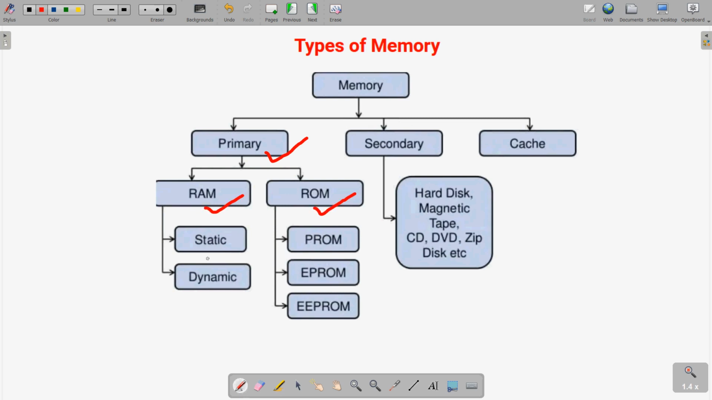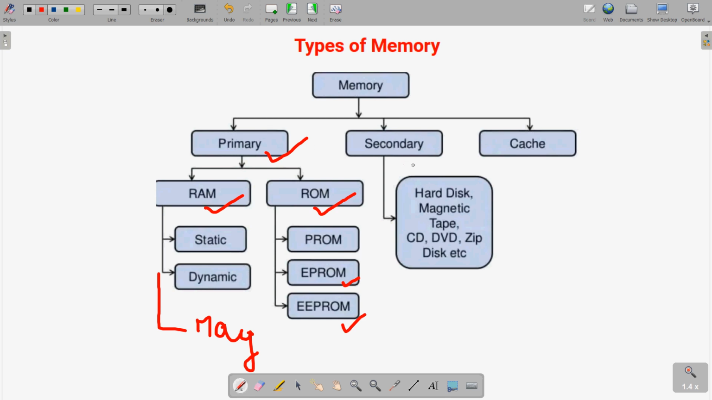Then in the RAM we have static, dynamic, and one more was what? Magnetoresistive. Clear? So these are the different types of RAM. In the ROM we have seen PROM, EPROM, and EEPROM. We just saw the full forms. PROM is programmable read-only memory. EPROM is erasable programmable read-only memory, and EEPROM is electrically erasable programmable read-only memory. So this was one classification of primary memory.